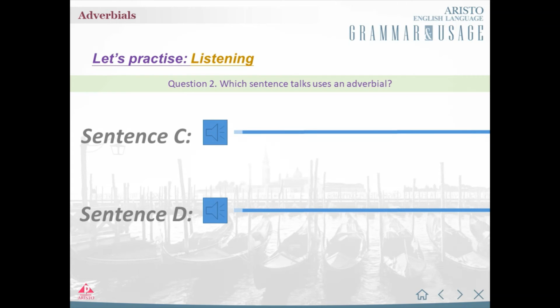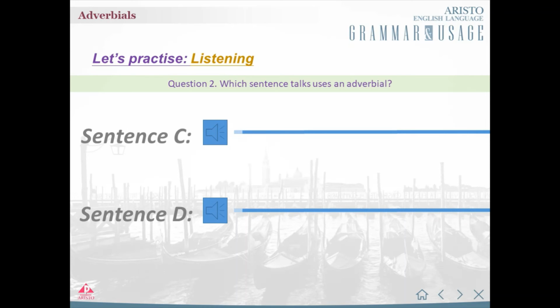Question 2. Which sentence contains an adverbial? C. Calvin rides his bicycle when he makes food deliveries. D. Calvin usually delivers food to customers on his bicycle.